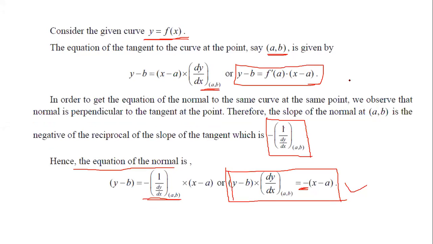Okay, how to find the tangent and normal? The tangent formula is y minus b equal to f dash of a into x minus a, and the normal is y minus b equal to minus 1 by dy by dx at the point a comma b into x minus a. Actually, it is not only f dash of a, it should be f dash of a comma b. Okay. Now we'll discuss the problems based on this.